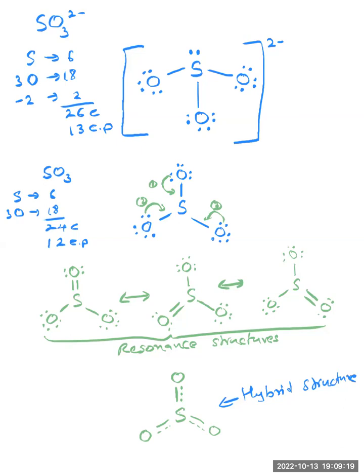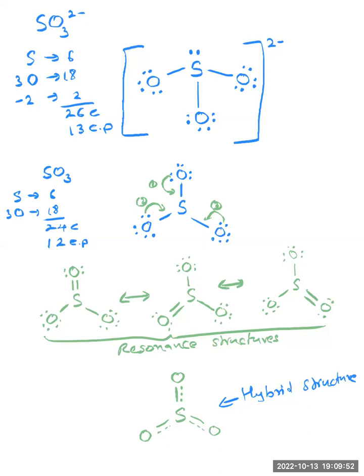Okay, so that's it. I know that there are some structures on the internet for SO3 2- with sulfur having more than 8 electrons around it. The idea is, yes, sulfur can violate the octet rule, but we are not going to violate any rules unless we really have to. So we can draw a structure without violating the octet rule. That's why SO3 2- has only one structure without resonance, which looks like that.